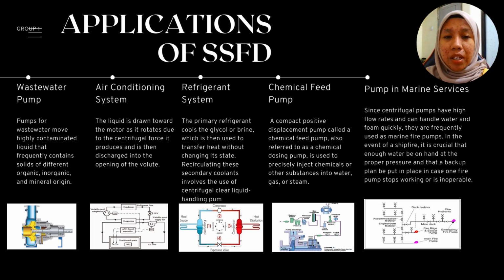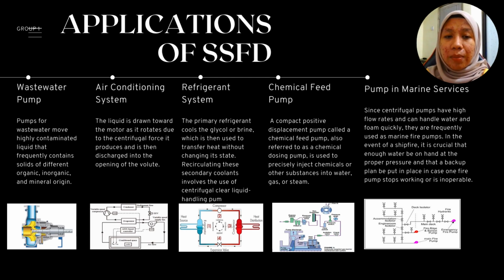The fourth one is the chemical feed pump, a compact positive displacement pump called a chemical feed pump. It is also referred to as a chemical dosing pump. It is used to precisely inject chemicals or other substances into water, gas, or steam.